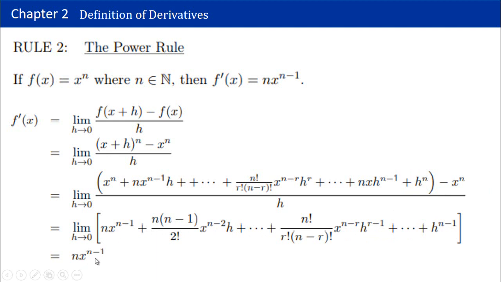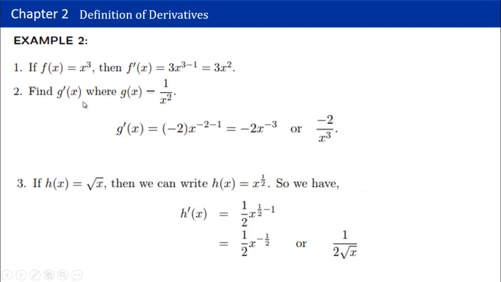So, therefore, let's have an example number 1. If f of x equals to x cubed, then f prime of x is equals to, kukunin natin ang 3, then subtract, that is 3x squared. Ang g prime of x natin, so for example, is equal to 1 over x squared.